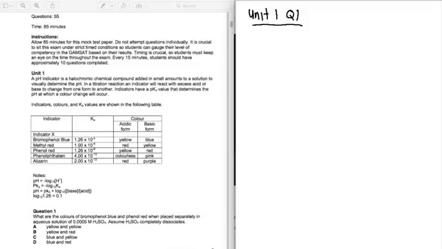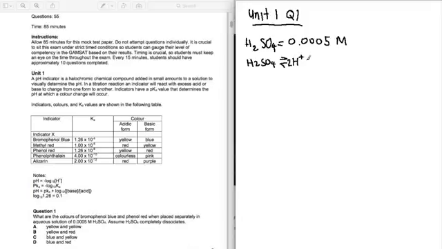What are the colors of bromophenol blue and phenol red when placed separately in aqueous solution of 0.0005 moles of sulfuric acid? Assume sulfuric acid completely dissociates. Okay, so the first thing we're going to do is find the concentration of hydrogen ions. Okay, so we've got H2SO4, which equals 0.0005 molar.